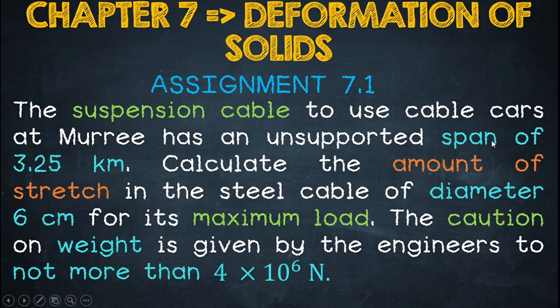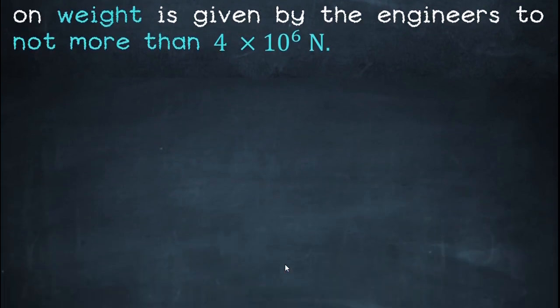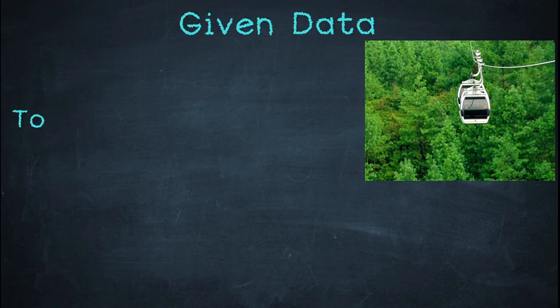So the length of span is given to us, that is 3.25 kilometers. We have to determine the amount of stretch. Diameter is 6 centimeter and the maximum weight that the span can lift is 4 into 10 raised power 6 Newton. So in the figure you can see the span. The length of this span is given to us.